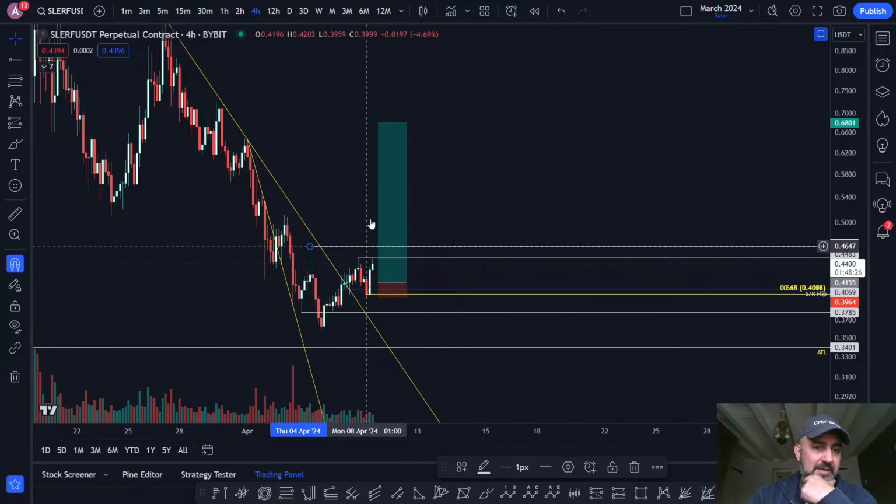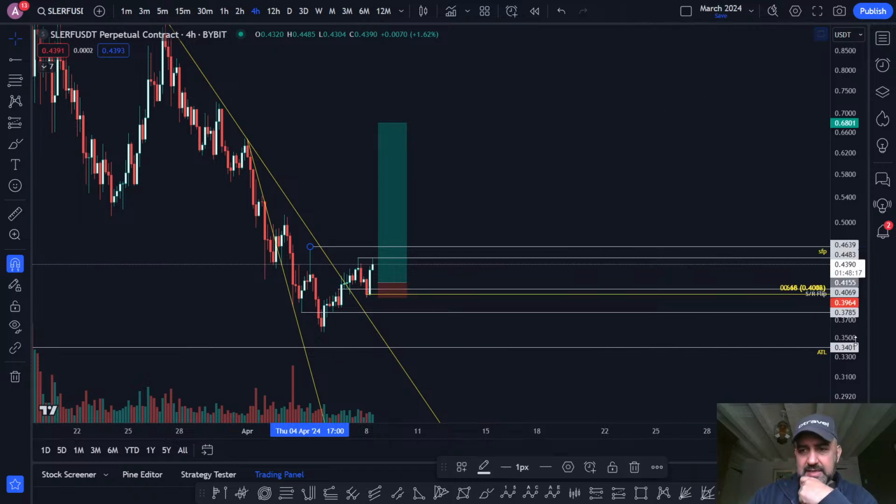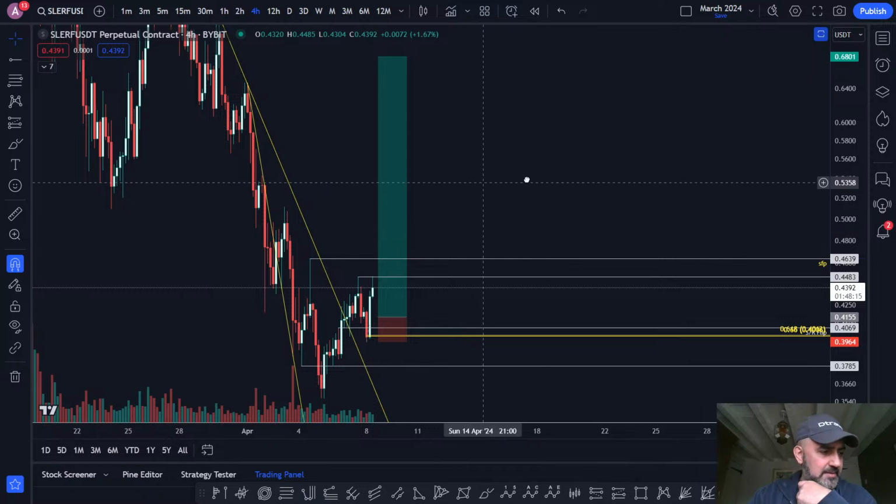Because I'm hoping that we get a bit of a squeeze to the upside. So I'll keep an eye on that pivot. I'll call it SFP, just in case we have a swing failure pattern.